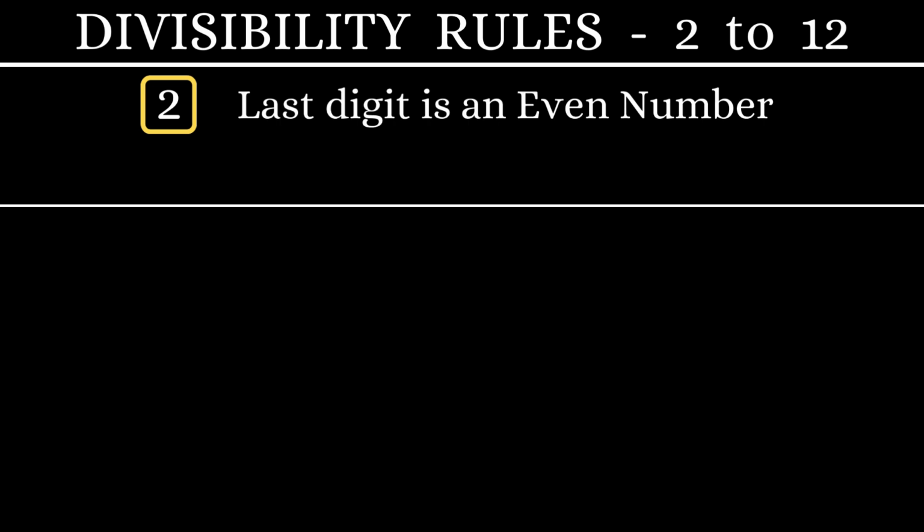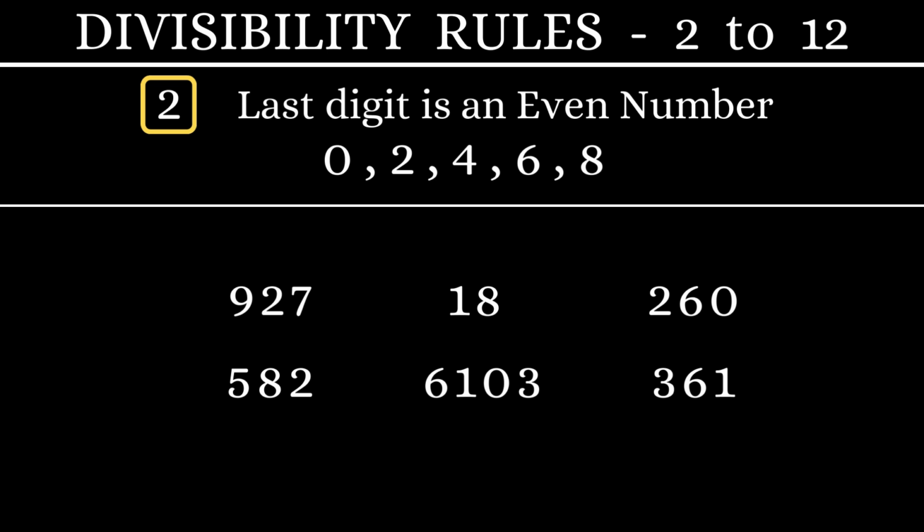The rule is the last digit has to be an even number. Let's consider these examples. In 927, the last digit 7 is an odd number. So, it cannot be divisible by 2. Next, in 18, the last digit 8 is an even number. So, it is divisible by 2.